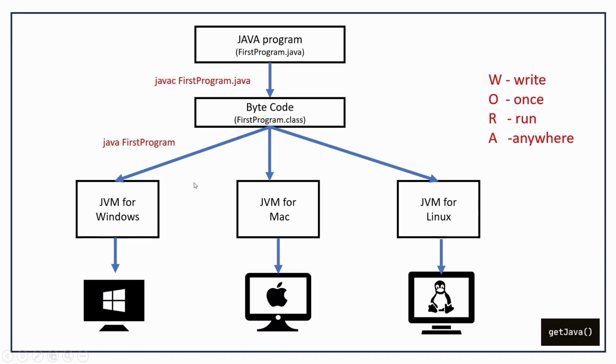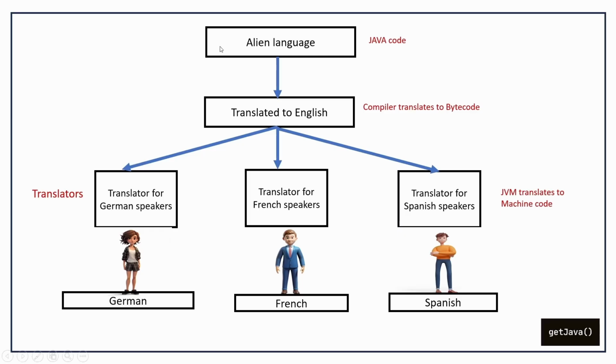If you still have doubts, I have created an analogy where you can consider some alien from outer space trying to communicate with humans, but we cannot understand the alien language. So the alien language we can consider as Java code. NASA takes the language, decodes it and converts it into the English language, which is an intermediate language. So we can consider NASA as the compiler.